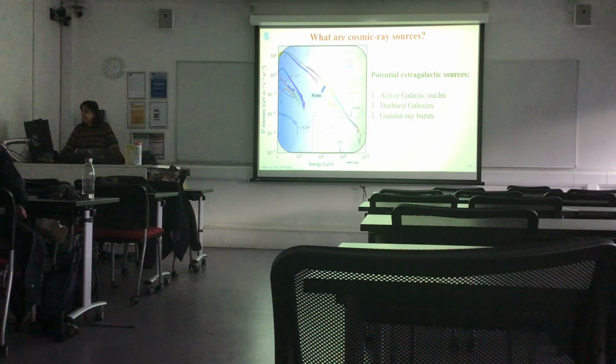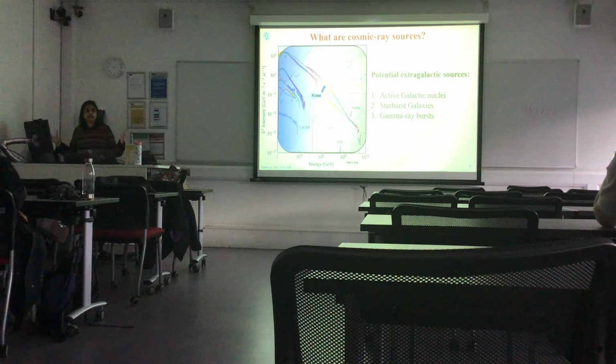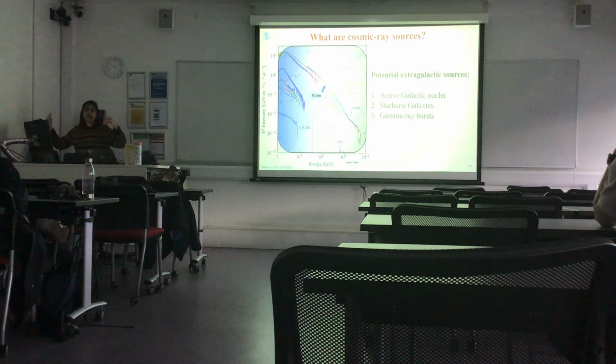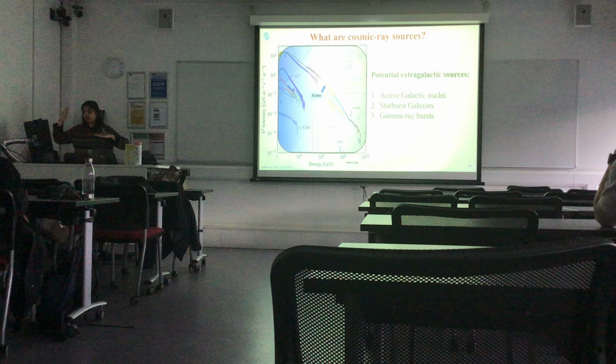So they can come from active galactic nuclei. These are just galaxies which have a supermassive black hole in their center, and they have large activity. They can come from starburst galaxies, which are just bigger galaxies which have a higher star formation rate in the center. So they produce many more stars as compared to the Milky Way. So it's a bit of a relative term.